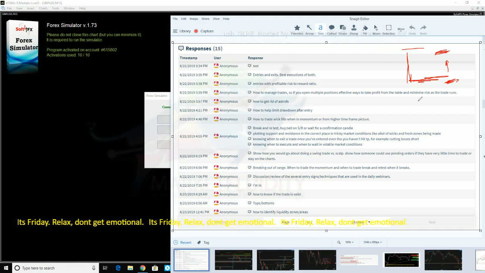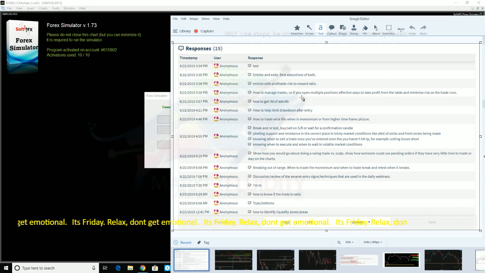So we're going to go over a simulation here. Entries with profitable risk reward ratio. Every entry you're going to take will have a profitable risk reward, right? This still comes down to the fact that, okay, where are you trying to enter? Seems like the same question. How to manage trades. If you open multiple positions, effective ways to take profit from the table and minimize risk as the trade runs. Okay, let's read this question again.